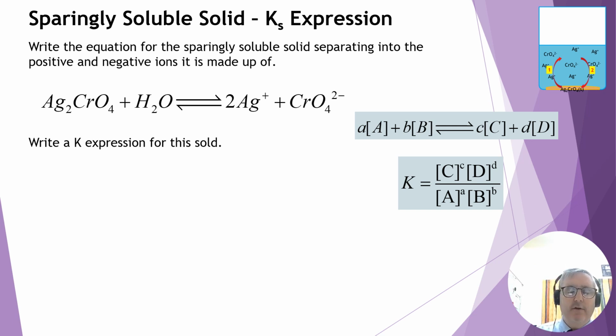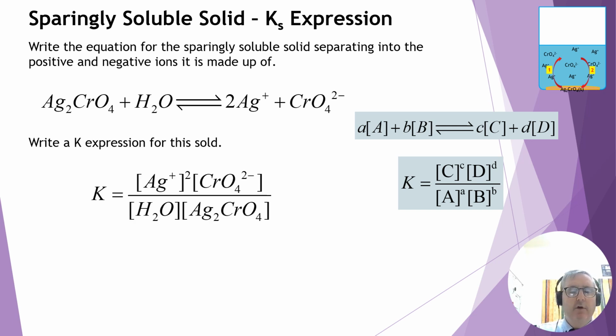We put the products on the top, and we put the reactants at the bottom. So I transform the above equation to look like this. Now, as it happens, this is called a K expression, but if I want to make a Ks expression, I have to recognize two things.